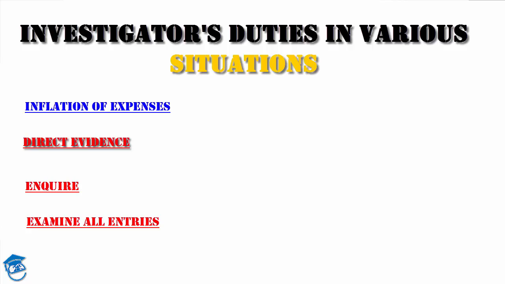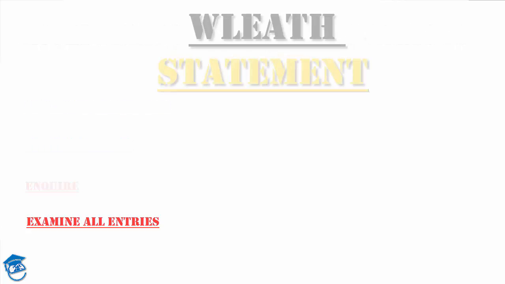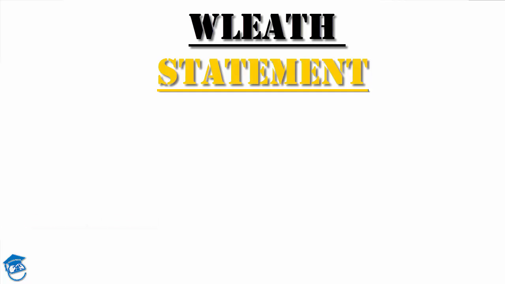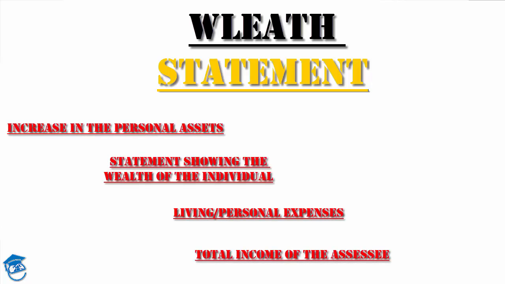I hope you guys got the complete clarity with respect to the same. Perfect, guys. Let's move towards the last segment, and that would be the wealth statement. So, number one was methods of understating profits. Number two, investigator's duty in various situations. And finally, the wealth statement.